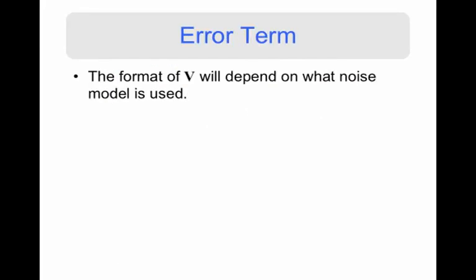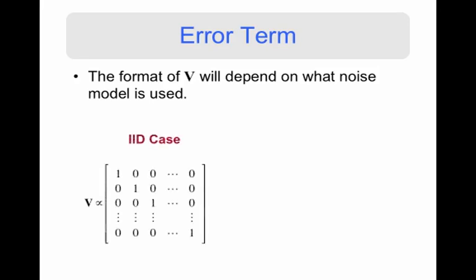How do we incorporate this into our GLM? The way we do this is through the variance-covariance matrix V. The format of V will ultimately depend on what noise model is being used. In the simplest case, we just think of the data as being IID normal. In the IID normal case, V is simply proportional to the identity matrix. Actually, it's going to be the identity matrix times some variance σ², which is unknown and needs to be estimated.